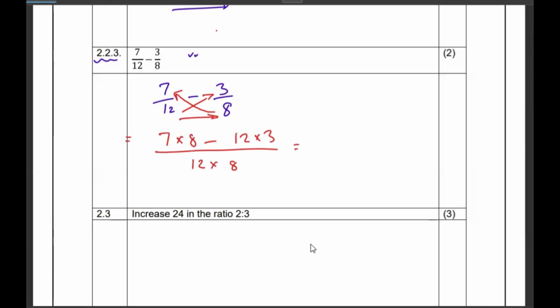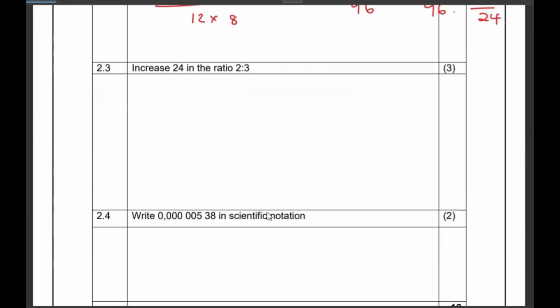So I know that 7 times 8 gives us 56 minus 36 over, we know that 12 times 8 is 96. So what is 56 minus 36? We get 20 over 96. And then we just need to look for what is common to simplify this fraction. So it's going to give us 5 over 24. How did we get the 5 over 24? We just divide by 4. By 4 is a 5, by 4 gives us 24. So that's the answer. And then how do we increase 24 in the ratio of 2 to 3?